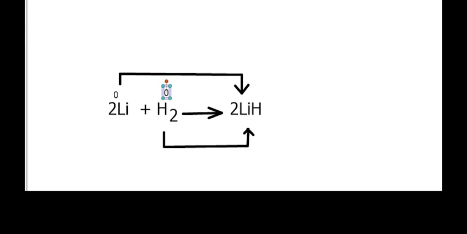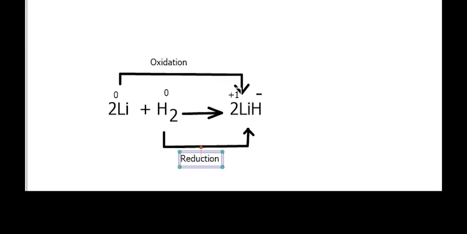Then on the product side, the oxidation number of lithium, being a metal, which always ionizes by electron loss, increased from 0 on the reactant side to +1 on the product side. On the other hand, the oxidation number of hydrogen reduced from 0 on the reactant side to -1 on the product side. So therefore, we can say that lithium was oxidized, while on the other hand, hydrogen has been reduced.